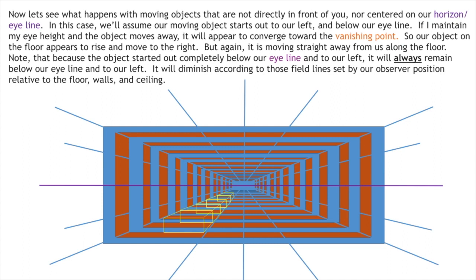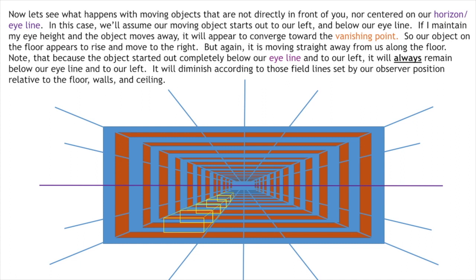Now let's see what happens with moving objects that are not directly in front of you, nor centered on our horizon, our eye line. So in this case, we'll assume our moving object started out to our left and below our eye line. If I maintain my eye height and the object moves straight away, it will appear to converge towards the vanishing point. So our object on the floor appears to rise and move to our right. But again, it is moving straight away from us along the floor. Note that because the object started out completely below our eye line and to our left, it always remains below our eye line and to our left.